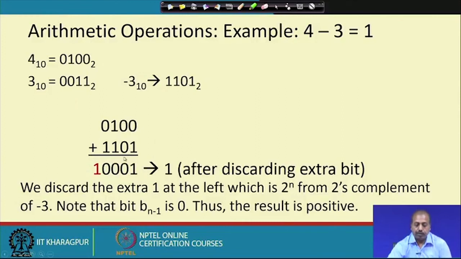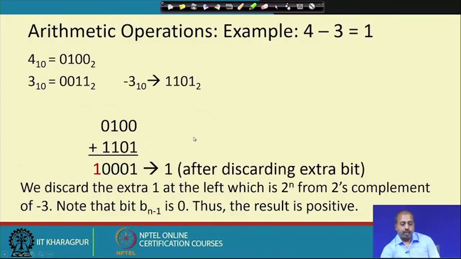So, after doing the addition, we discard this extra 1 at the left, which is 2 to the power n from the 2's complement of minus 3. And this n minus 1 bit is 0, so the result is positive. So, I get a positive number 0 0 0 1. So, this bit can always be neglected.